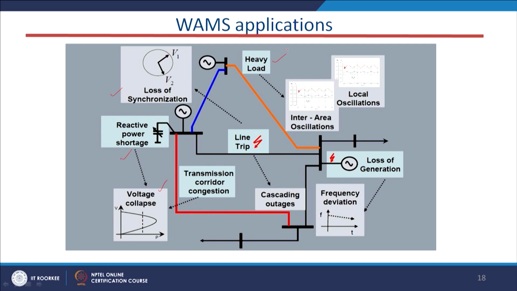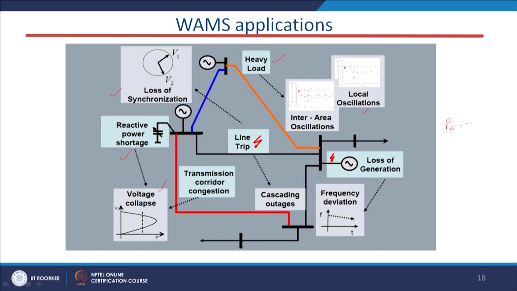And also we have heavy loading. If in some areas we have excess load connected, and this load is drawing a huge amount of power, that is known as heavy loading of the network. Due to that we may have some oscillations, because in a power network when the load increases or decreases, the electrical power of the generator decreases or increases, but keeping in mind that at that condition our mechanical input to the generator remains constant.